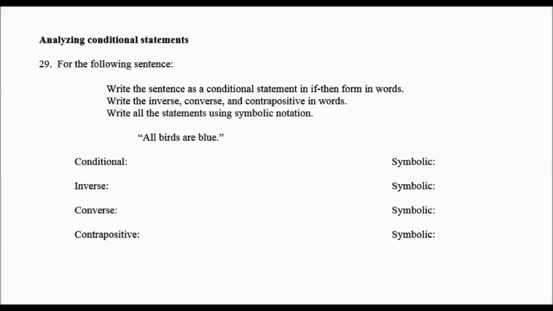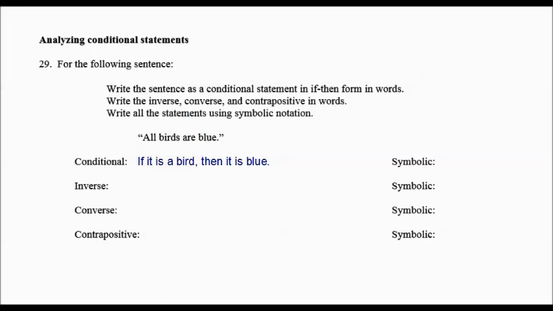The last problem in our review is reviewing the conditional, inverse, converse, and contrapositive. Remember that conditional is just the original statement written in if-then form. So, all birds are blue. I could say, if it is a bird, then it is blue. So it's basically just adding the if right here and the then in the breakpoint of the statement.